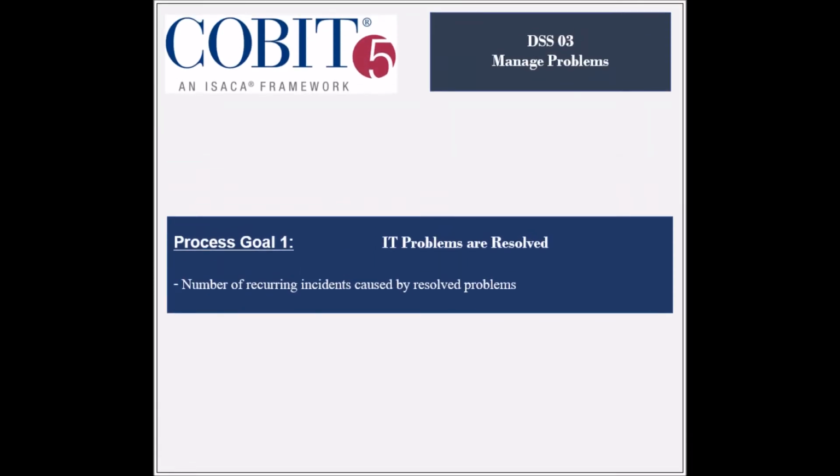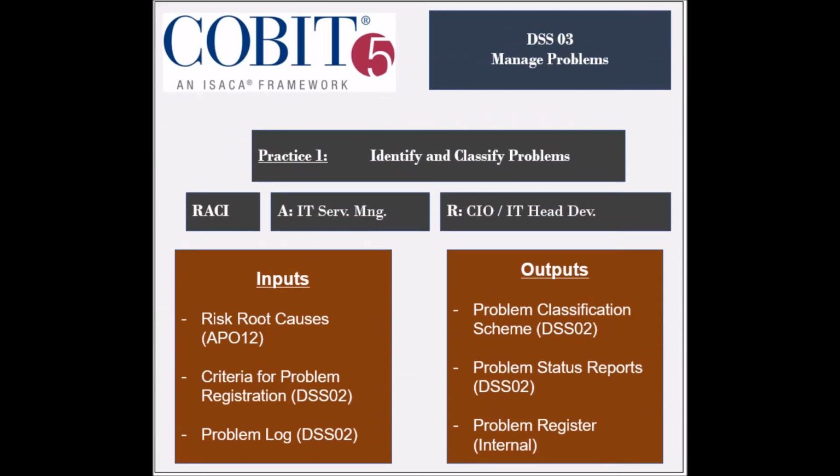The process has one process goal, which is to ensure that IT problems are resolved. Its achievement is measured by the number of recurring incidents, and by the number of satisfactory resolutions. The process has 5 practices, and the first practice is to identify and classify problems. The entities responsible for this practice are the Chief Information Officer, the Head of IT Development, and the Head of IT Operations. The entity that is held accountable is the IT Service Manager.